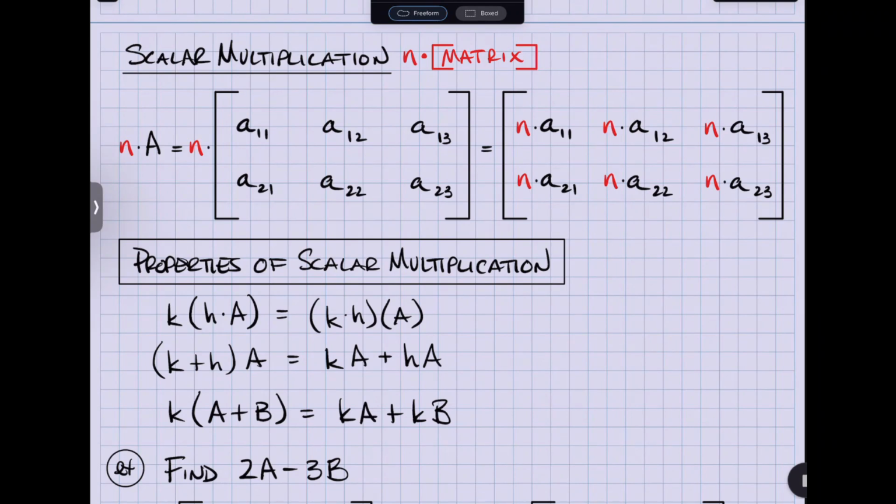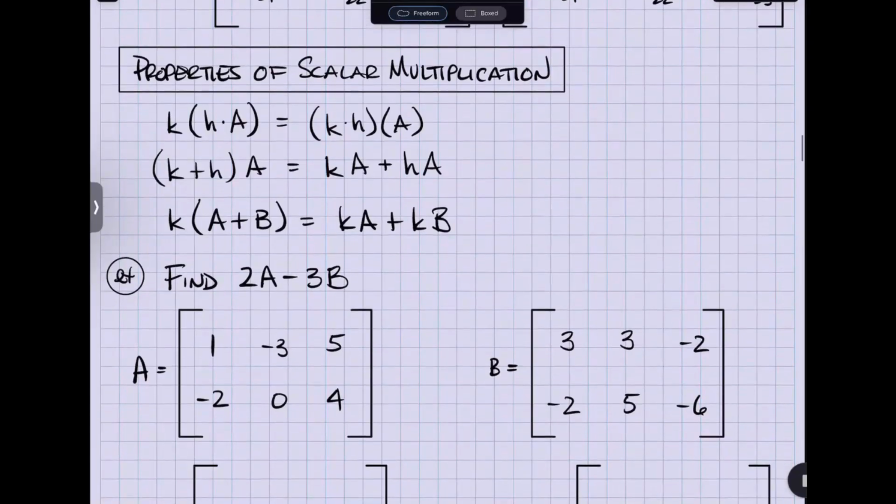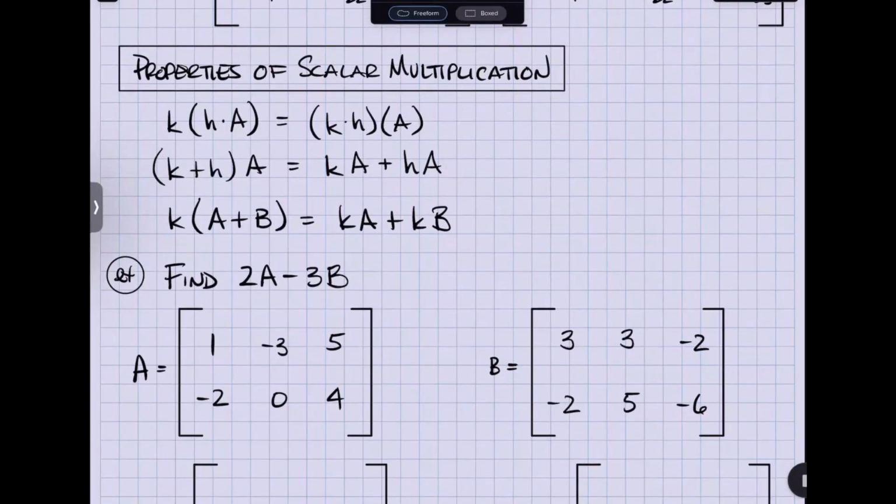So if I was to use the same exact two matrices and say find 2A minus 3B, right? The A is still the same matrix, B is still the same matrix, but now I'm just doing 2A minus 3B. So that means I got to multiply 2 through the A, 3 through the B, and subtract them. Or 2 through the A, negative 3 through the B, and add them. Both of those work, right?